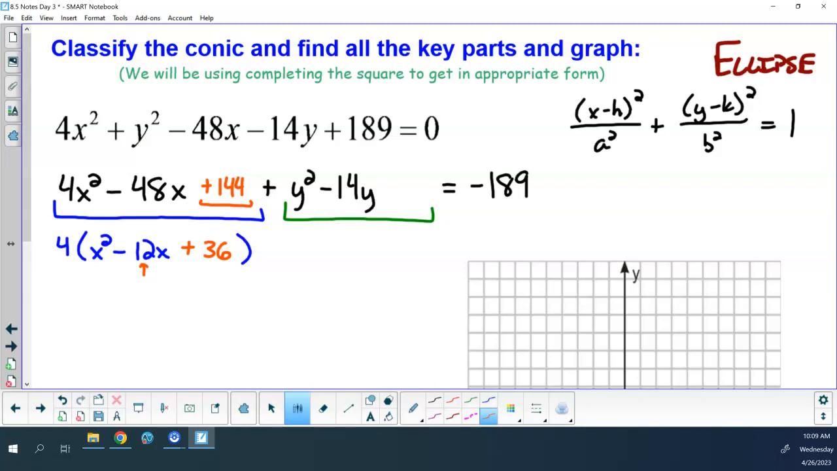But now what have I done to my equation? I've unbalanced it. So how do I rebalance it? Add 144 over here. Okay? So this then would become 4 times (x minus 6) quantity squared.